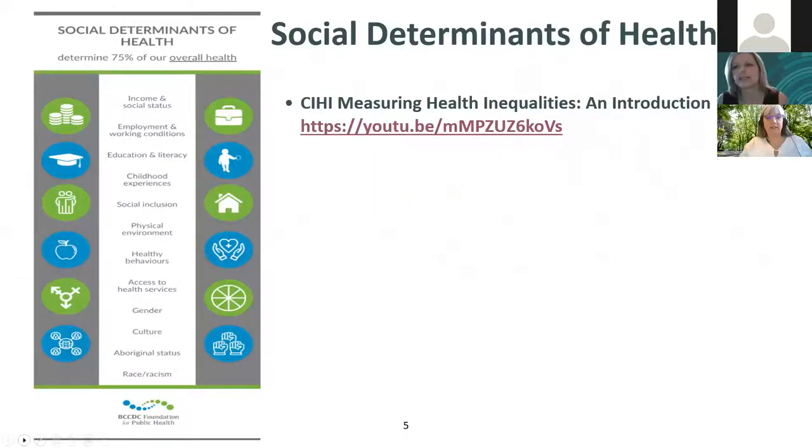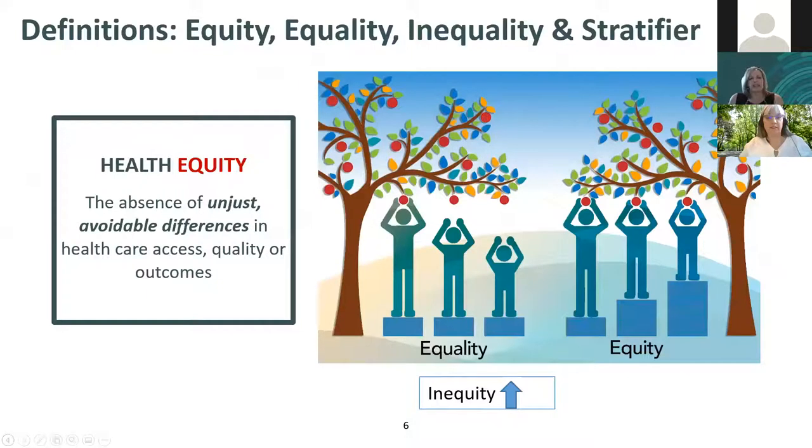Next slide, please. So that video was a great overview of social determinants in general, started to get into measurement and some definitions. So I'm going to go into a little bit more detail now within the rest of this presentation around what you just saw in that video.